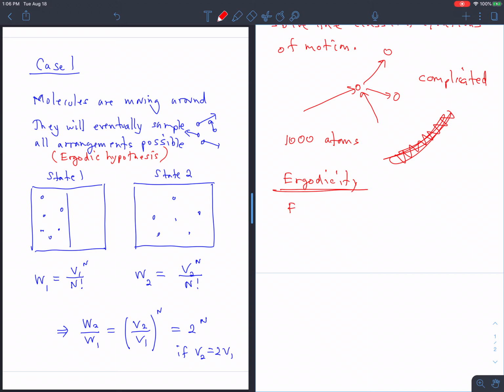The ergodic hypothesis says that if you have a sufficiently complicated system, so probably more than about 100 atoms or somewhere in that range, probably 10 or 20 is even enough. 1,000 is certainly more than you need. Somewhere in the range between 10 and 1,000 atoms, you cross the threshold from non-ergodic behavior to ergodic behavior.